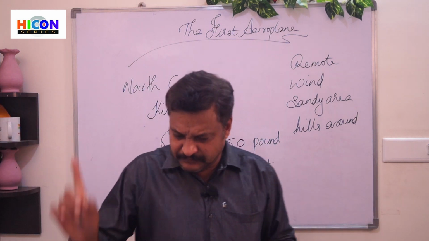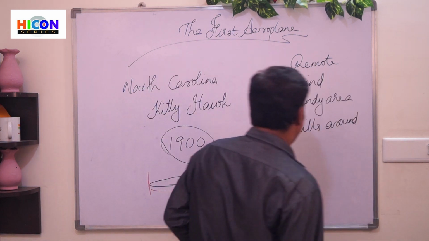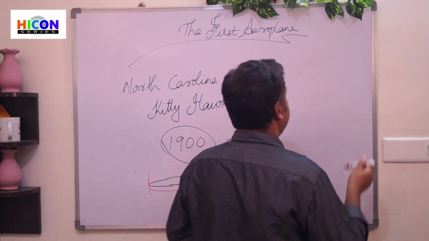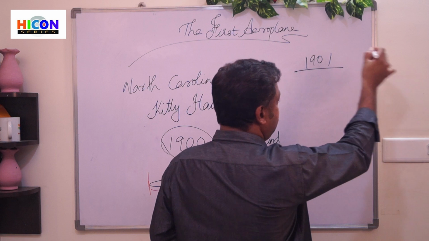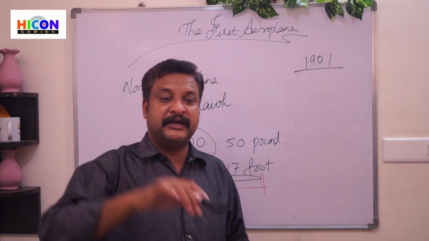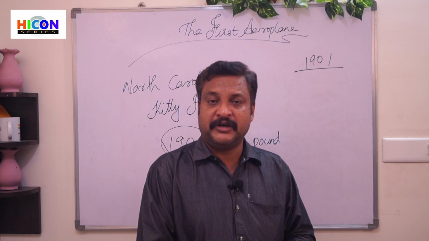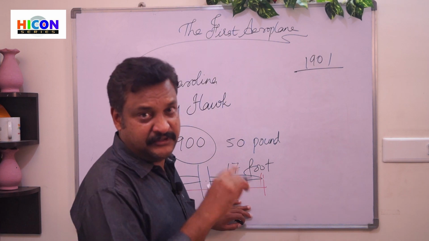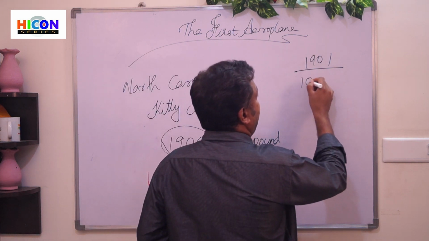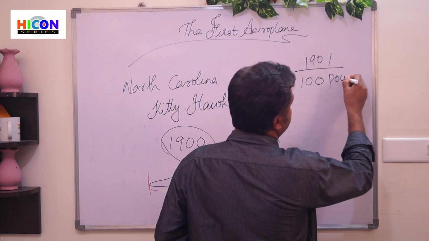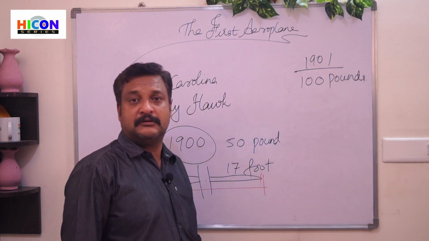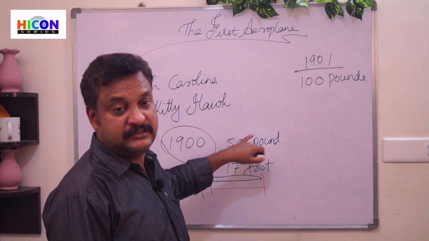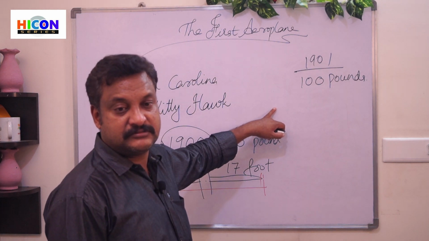than this. In the very next year, in 1901, the Wright brothers came with a bigger one. Okay, much bigger than this thing, the first flown one. Now it weighed something around 100 pounds. It weighed double. This was 50 pounds and this is 100 pounds.